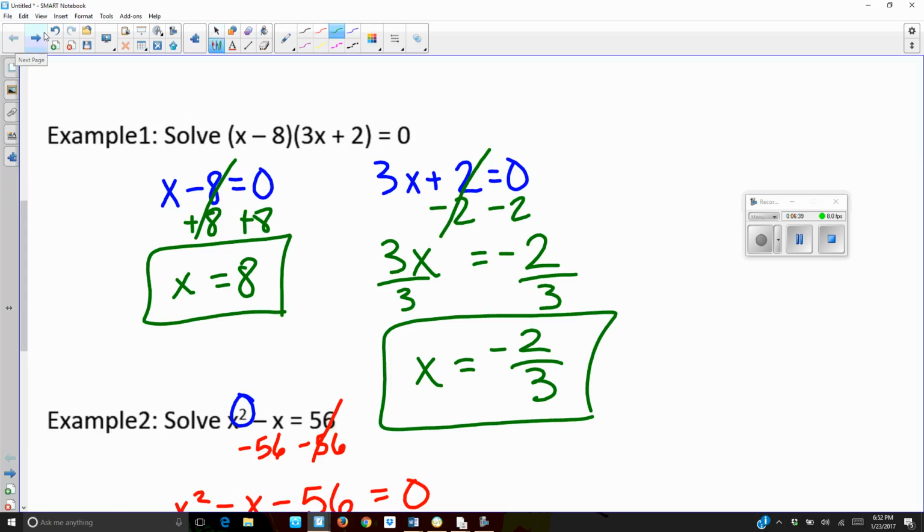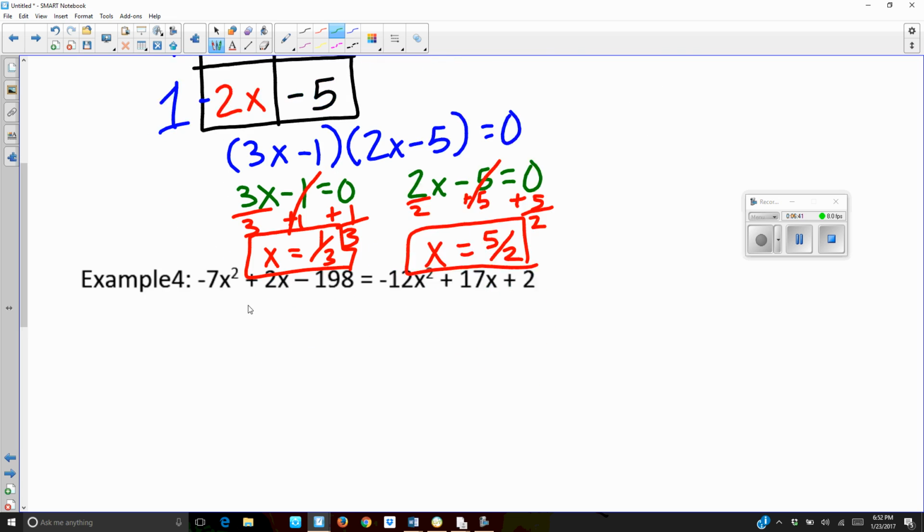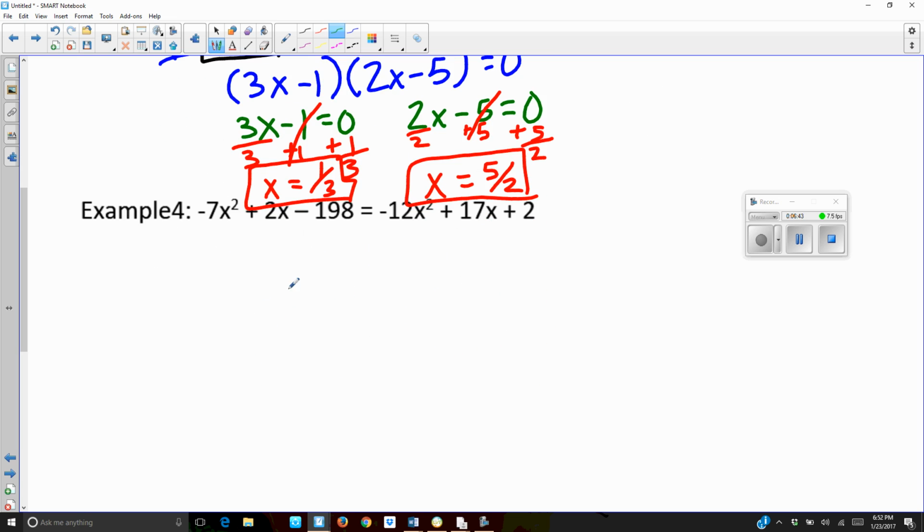All right, so let's finish with example 4. I encourage you to pause the video. Try to start this one, see how far you can get. You need to get your like terms together. You can do that a couple different ways. But pause the video, try example 4 on your own.